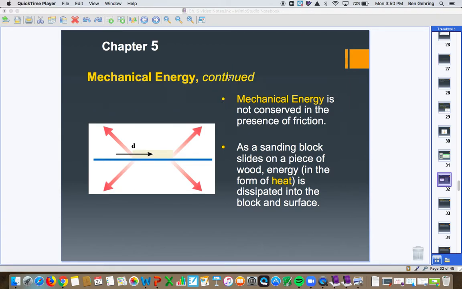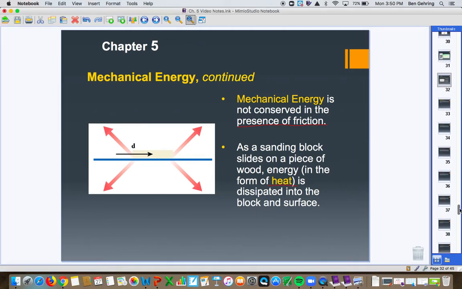The only time mechanical energy is not conserved is in the presence of friction. For example, a sanding block slides along a piece of wood. The energy that we lose due to friction is given off in the form of heat, which dissipates into the block and the surface. That's where we lose our energy to: heat. We lose some of that kinetic and potential, and it goes into thermal. Well, let's do some practice with this.